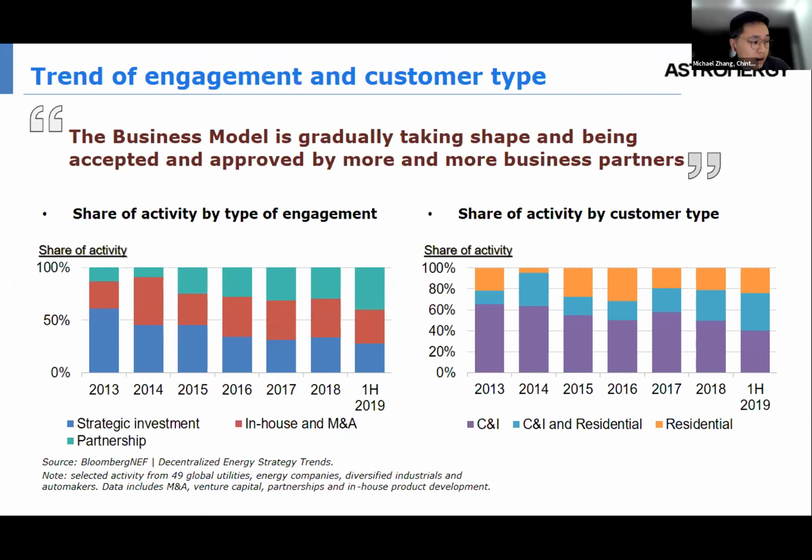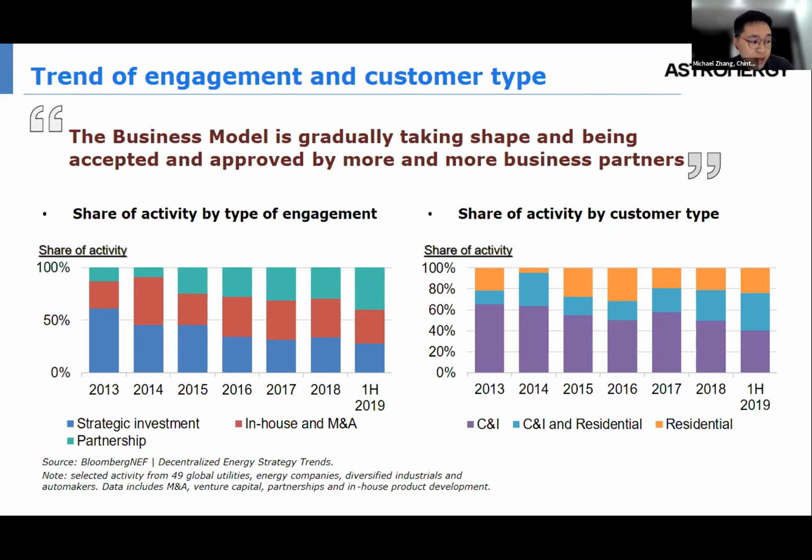We can see here on the left, the share of activity by type of engagement. About 10 years ago, only strategic investments had focused on the DG market, and now a lot of companies with in-house manufacturing, especially the solar module manufacturers, are doing this business.